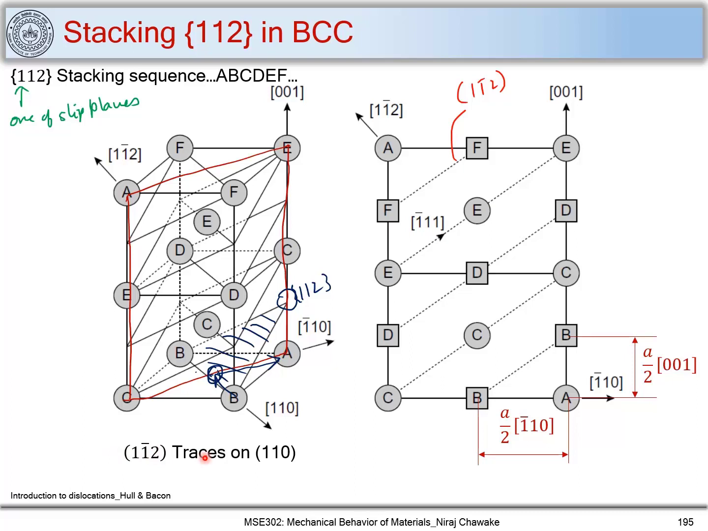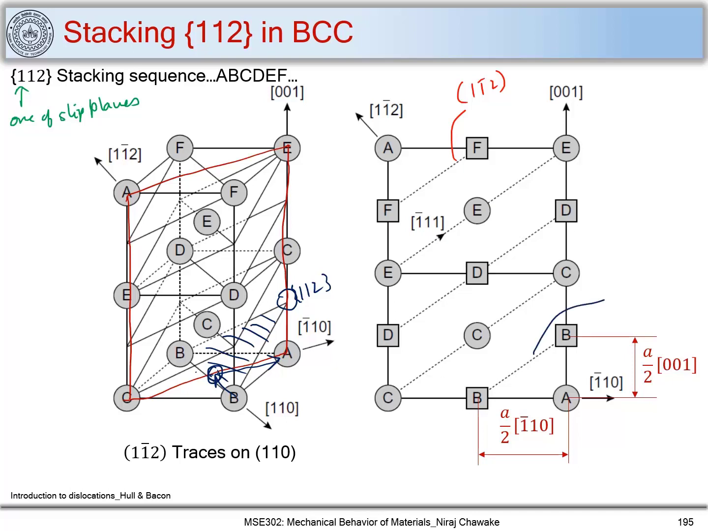of 1 bar 12 on 110, and this distance will clearly be A by 2 001, because A to C is a distance having a magnitude A001. So this will be half of it, and it will be A by 2 00. Now what will be this distance? So this is nothing but our Burgers vector. So let's write that down.